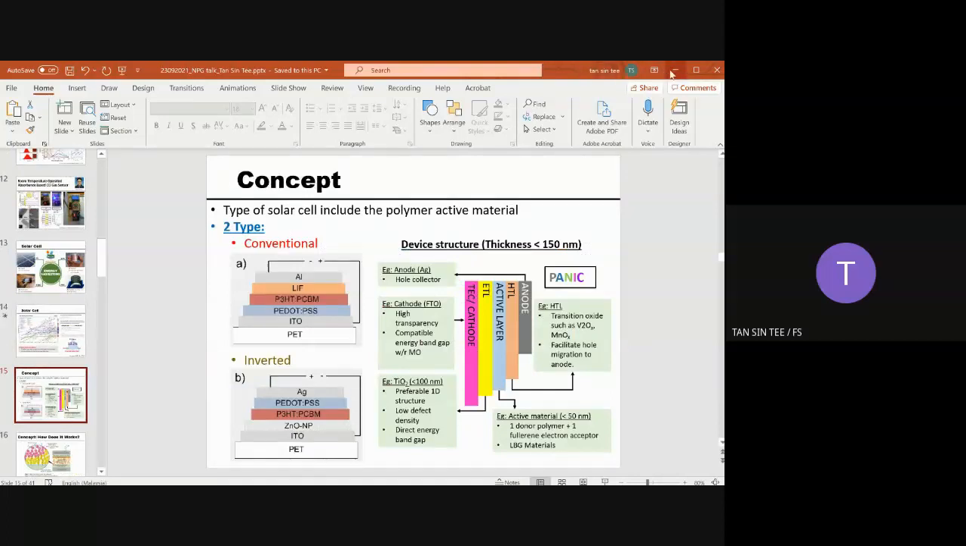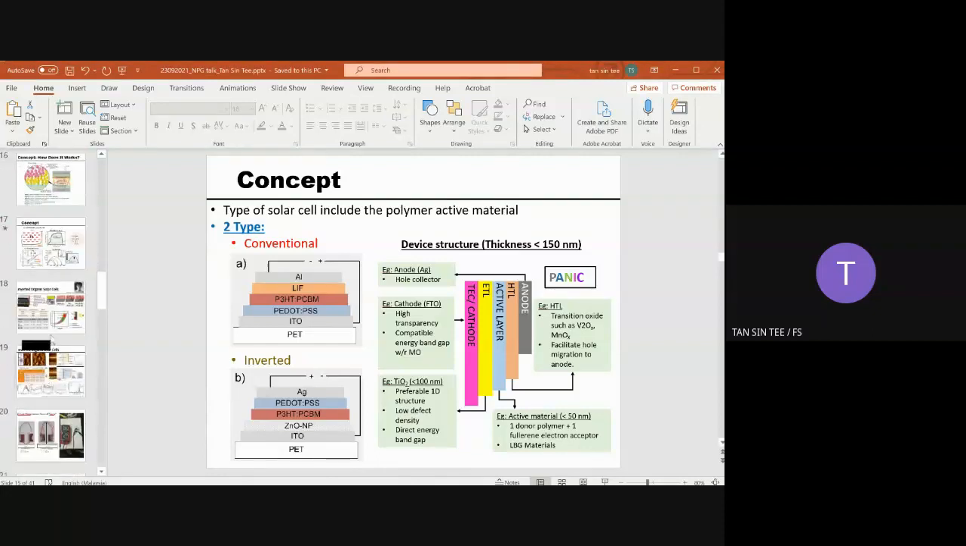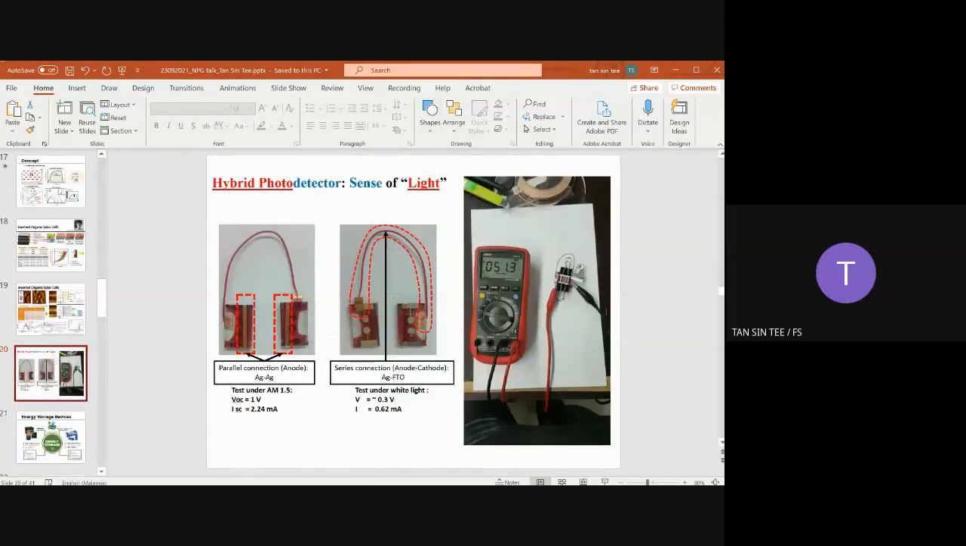Okay, this slide refers only to organic solar cells. In organic solar cells, we can have the conventional and the inverted type. How we connect them is mostly using a crocodile clip during testing. During testing, we have one crocodile clip. Actually, this is a layer structure that we are drawing, but the actual structure looks like this.